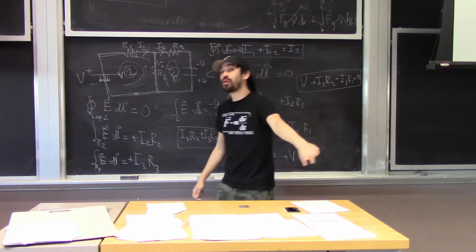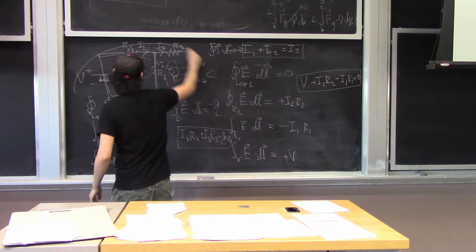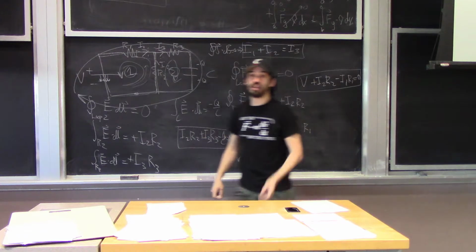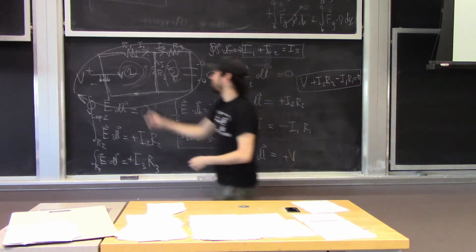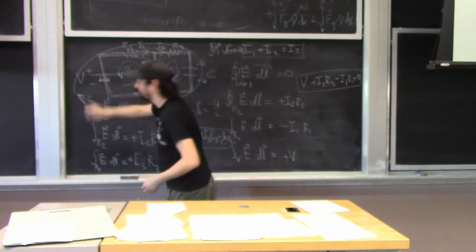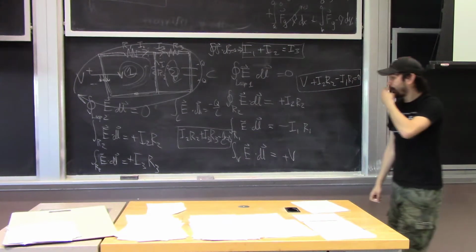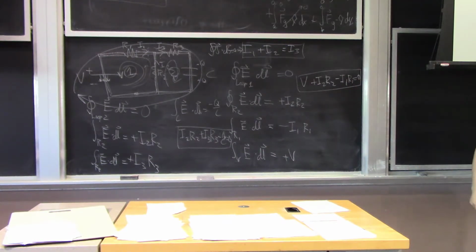But there's a third loop that I could have drawn. I could have drawn the loop that goes around the outside. That one doesn't have I2. That one just goes like this. Okay? All right. So we have 3 equations, 4 unknowns. There's one more equation that we need.